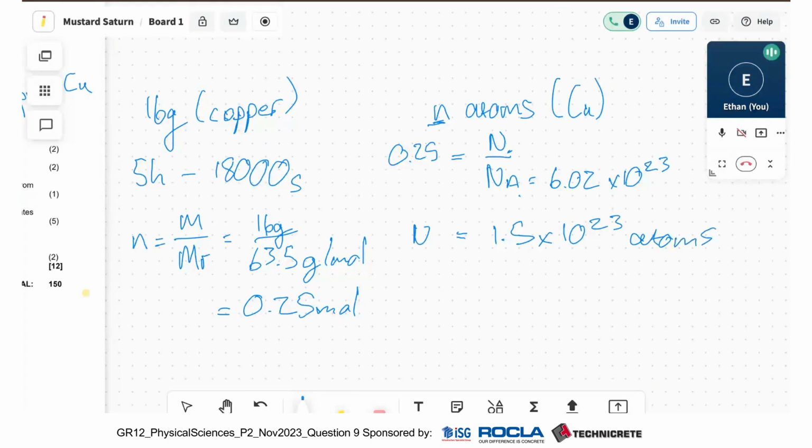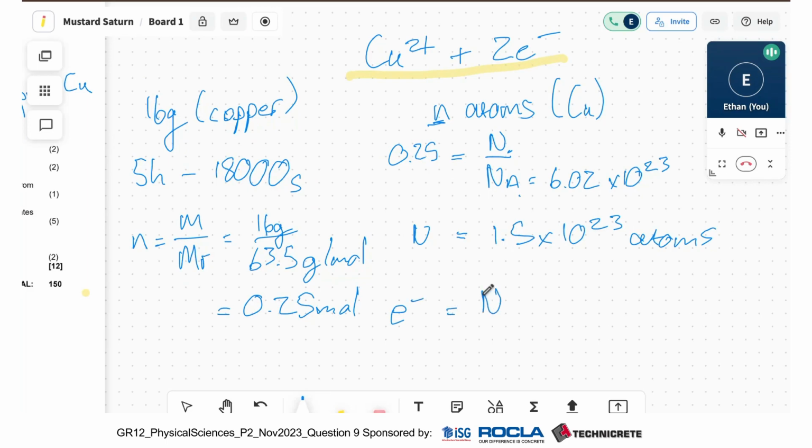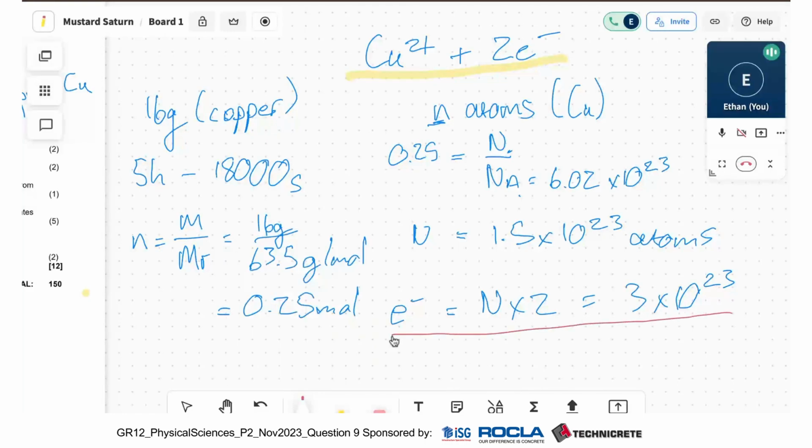And remember that what we really want is the number of electrons, and copper is copper 2 plus. So it takes 2 electrons to get copper solid. Okay, so this is really important, which means to get the electrons, we multiply N times 2, and we get 3 times 10 to the 23. Okay, so now we have the number of electrons.